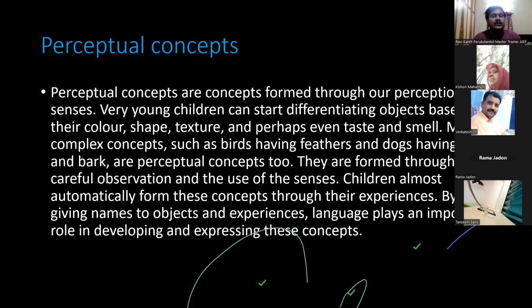Just now, that's what I have said. Children almost automatically form these concepts through their experiences. What is the experience? Like allowing the child to explore. Spending some time with the child, taking him to a garden so that he can see plants, he can see fruits, he can see birds flying, dogs barking, other animals as well.